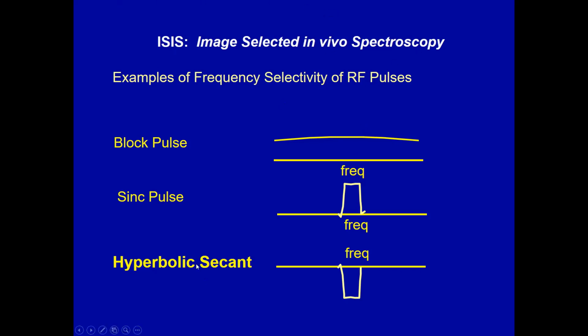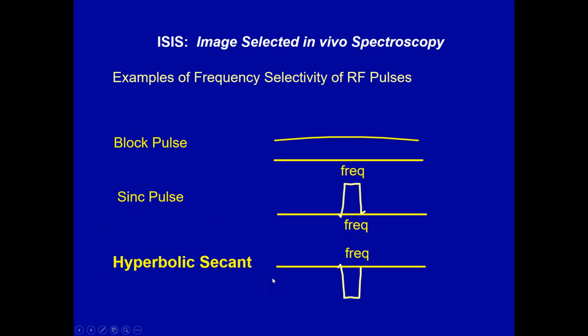A block pulse has very poor frequency selection. It covers a very broad band of frequencies. There are times when that is good, but it will not let us do ISIS. A sinc pulse is very good at selecting a narrow, very sharply defined band of frequencies, but not for a high tip angle. If we want to tip 180 degrees, we need something else.